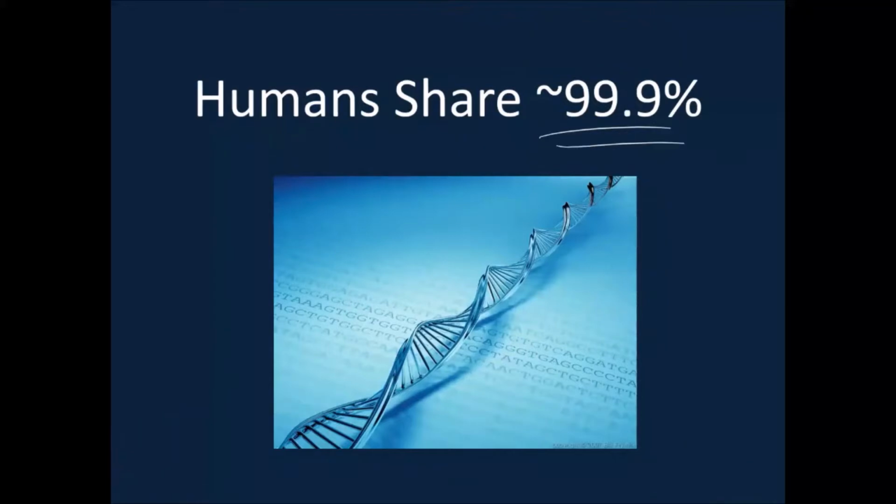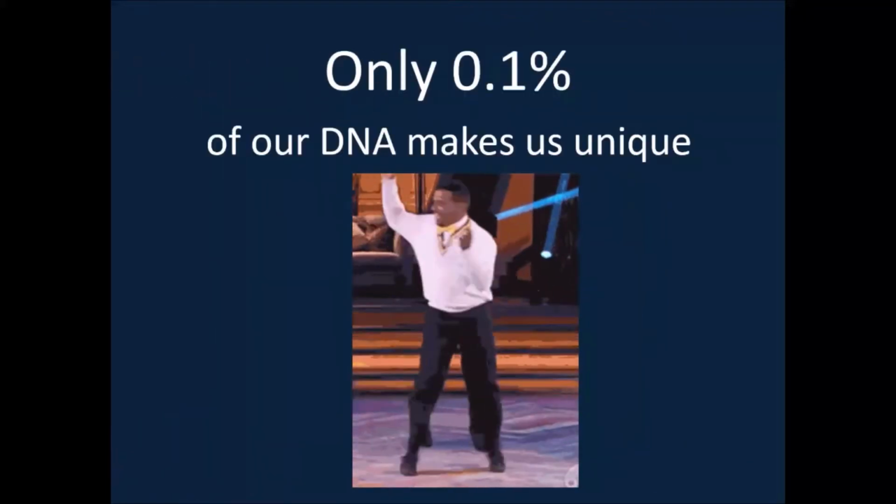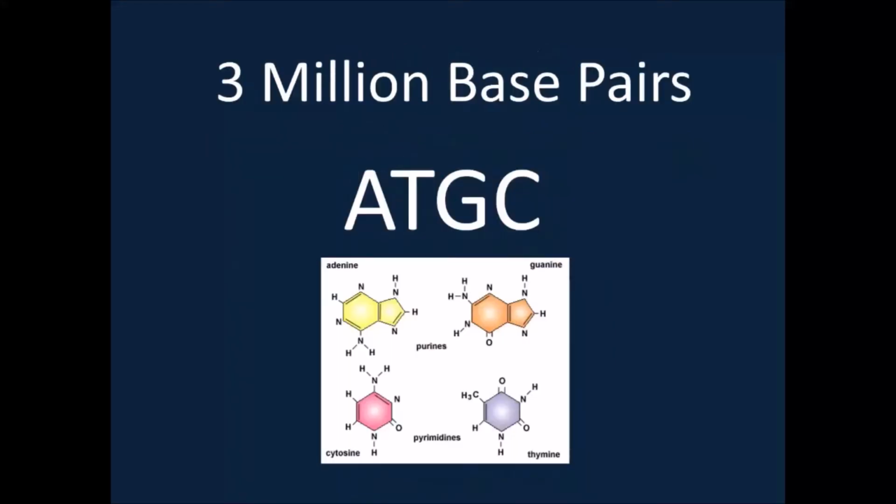Humans also share about 99.9% of their DNA with other humans, so only 0.1% of DNA makes us unique. And we know how unique certain individuals can be. That leaves us with 3 million base pairs that make us unique, or about 36 days if we use the same comparison as before. That's still a lot of variation when we look at multiplicity.